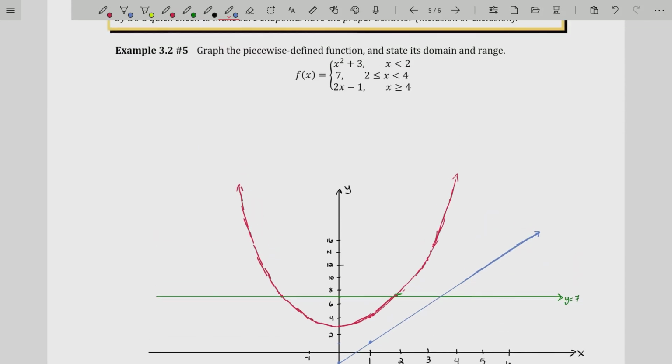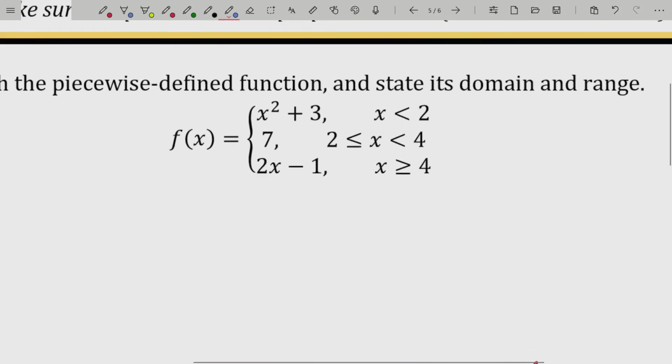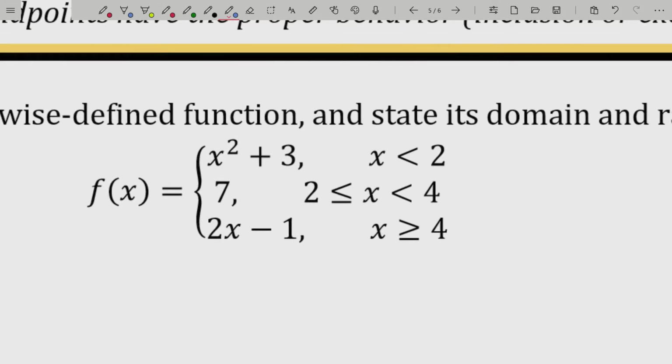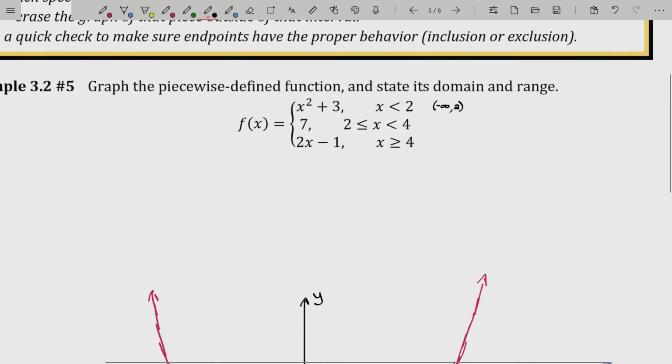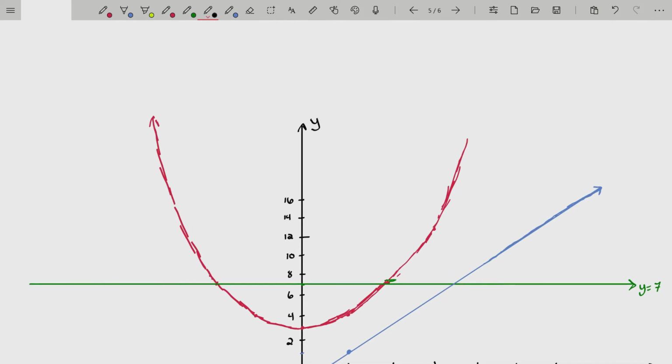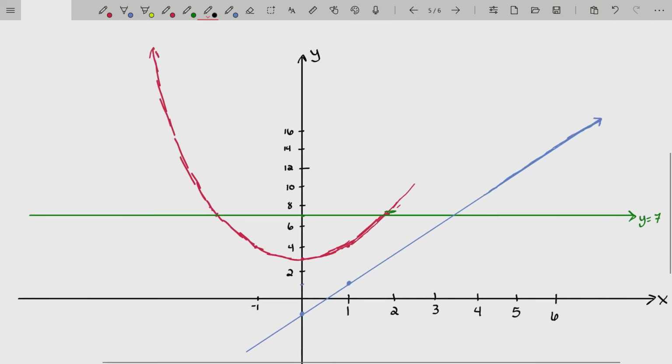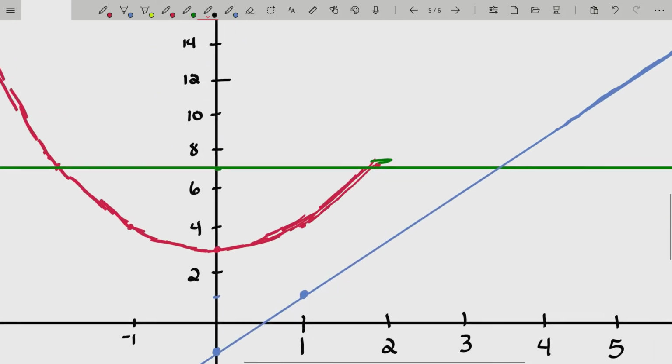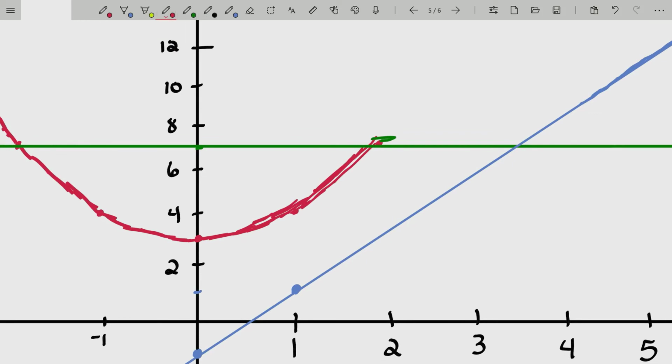Now I'm going to start my erasing project, right? So notice the very first function, the parabola, should only exist from x equals negative infinity up to 2, not including 2. So I'll have an open circle at x equals 2. So I'll go ahead and erase the red curve, that is, for any x value beyond 2. And again, at 2 itself, the red curve should have an open hole.